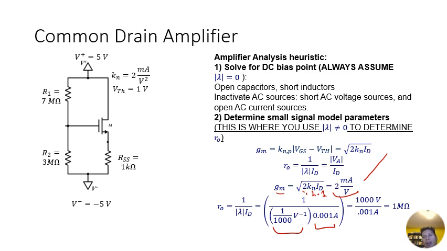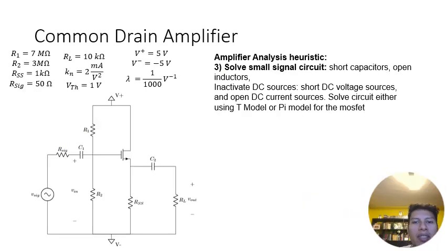All right, so for a little while, I'm just going to solve everything symbolically, and at the end we're actually going to start plugging in some numbers into our solution process. Okay, so now that we know GM and RO, we have to start doing our third step, which is solve for the small signal circuit.